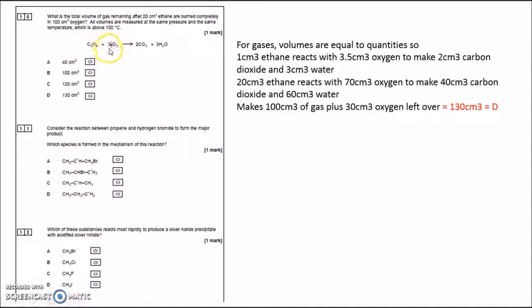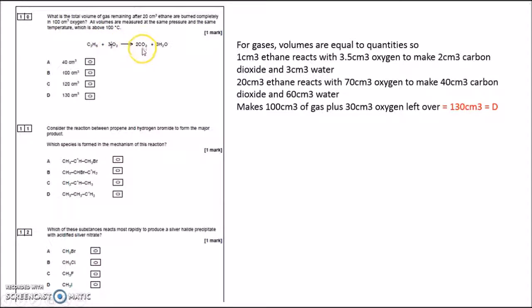So 20 cm³ of this reacts with 70 cm³ of that to make 40 cm³ of that and 60 cm³ of water. So your 20 cm³ of this is gone. 70 cm³ of this has gone. I've got 100 cm³ to start with. So if 70 cm³ of the oxygen is gone, then I've got 30 cm³ left over.